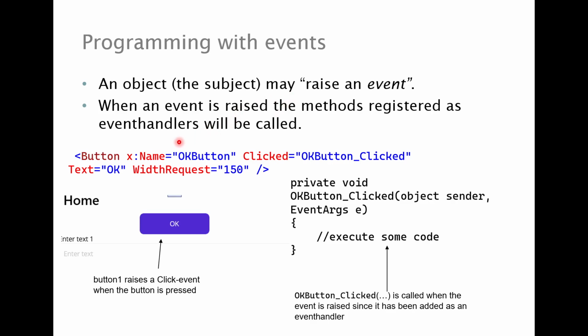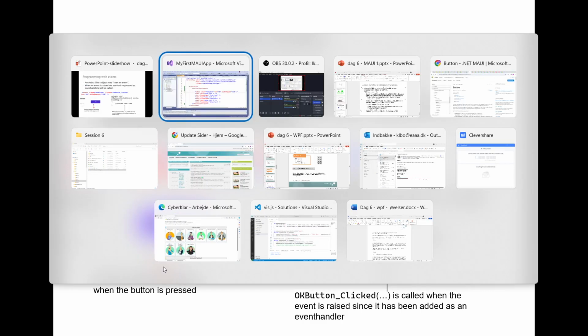So here you have a button and you have a clicked attribute on it. And that simply points to a method down here, private void OK button underscore clicked. So whenever someone pushes the button over here, this method executes. Okay, it should say OK button here instead of button 1. Anyway, let's take a look at it.